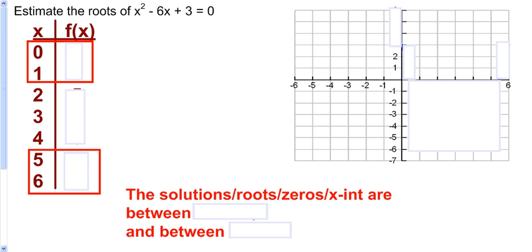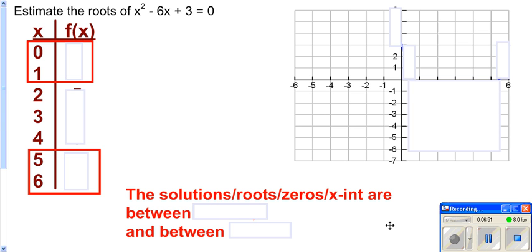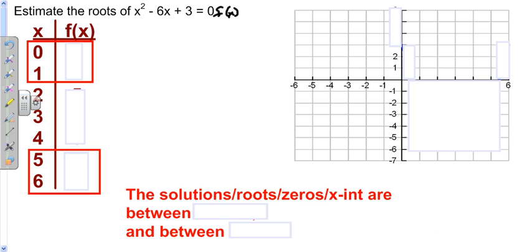So let's go ahead and take a look at this one here. On this one, we need to estimate the roots of this quadratic. So we're going to do the negative b over 2a stuff. We're going to treat this right here as your f of x. Negative b over 2a would be 6 over 2 times 1, so we get 3. So you want to choose 3 numbers on each side of 3. The 3 numbers here, 3 numbers here.